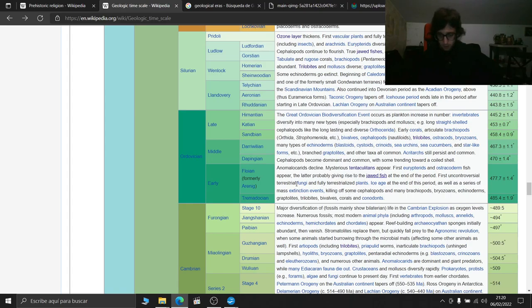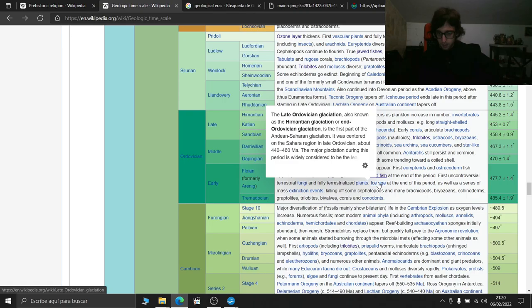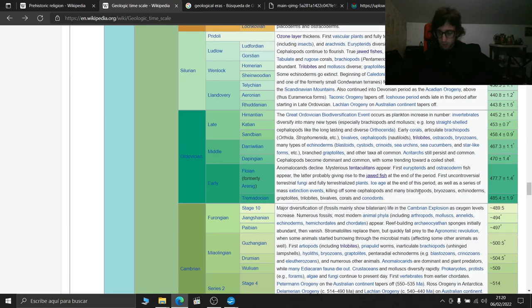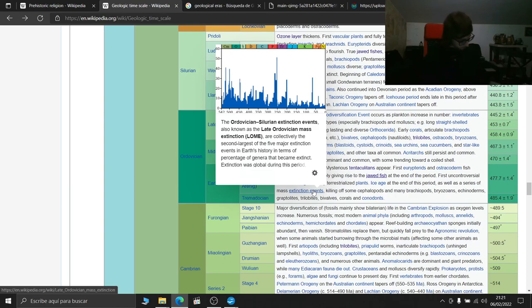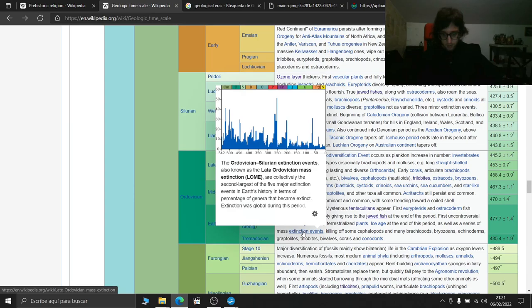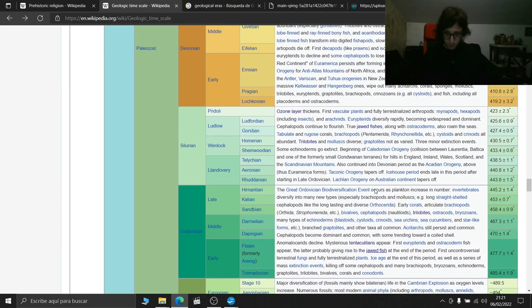First, uncontroversial terrestrial fungi and fully terrestrialized plants. I say it at the end of this period, as well as a series of mass extinction events, killing off some cephalopods and many brachiopods. And this is one of the big major extinctions, the Ordovician-Silurian extinction. But still not the greatest of all of them. Later we'll see the greatest one.